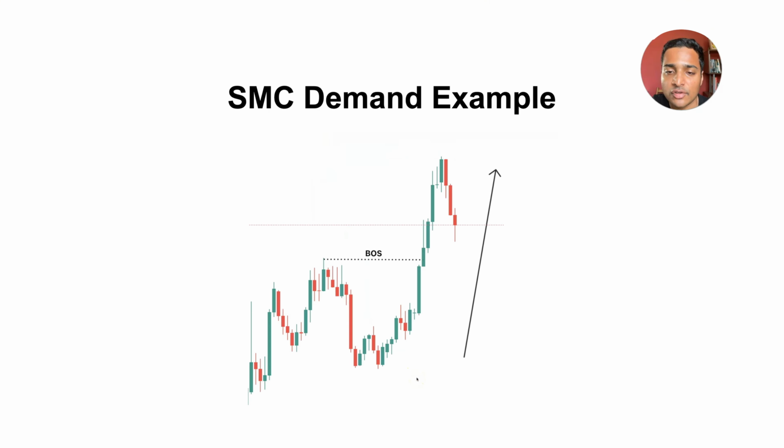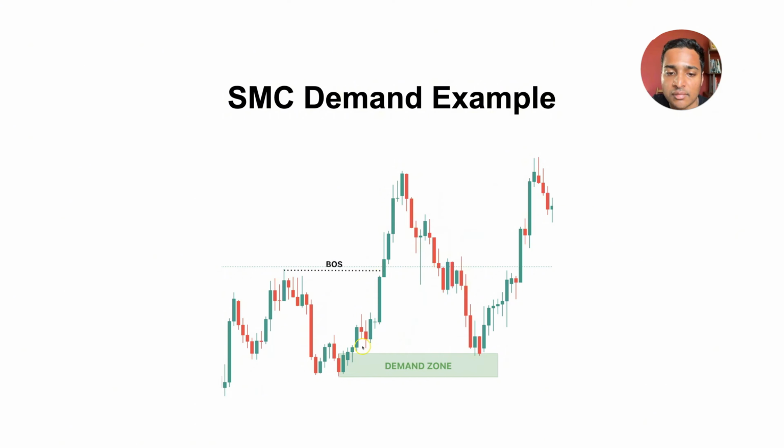So looking at this demand zone example, as you can see, price had this impulsive move up, which took out the prior high, causing a break of structure. Price then formed a demand zone at the last candle before the impulsive move. Price came back down to it, triggered the entry for the smart money. Price reacts off the demand zone and then continues further up.